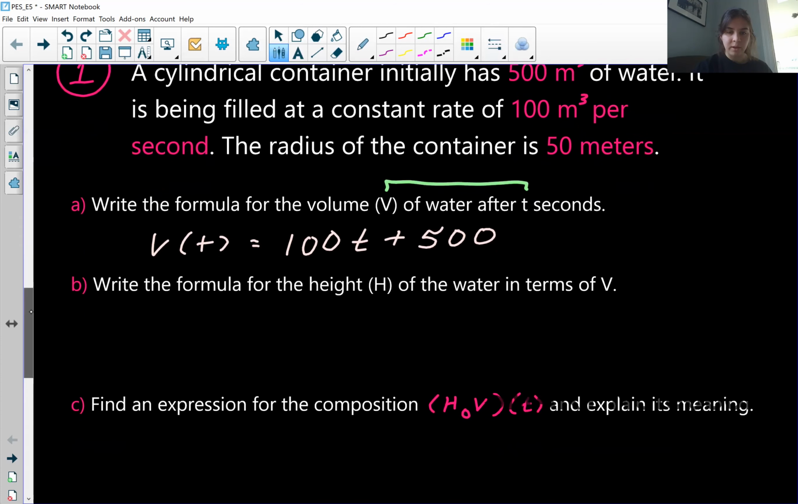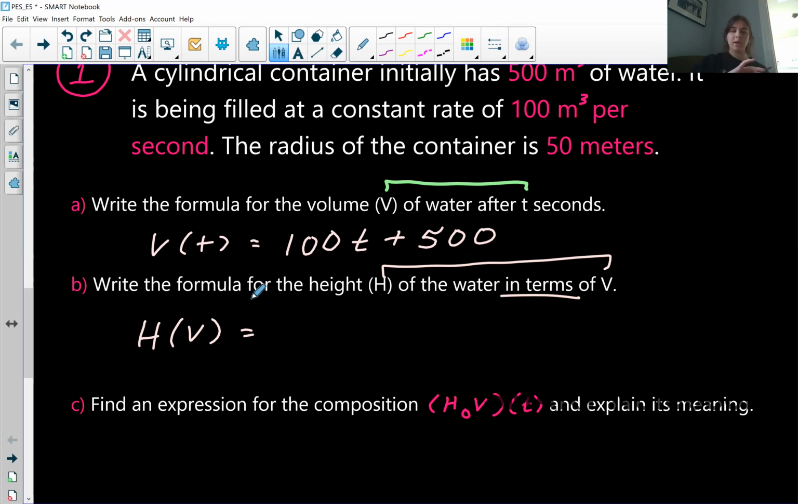Write the formula for the height of the water in terms of V. Some people get confused by the phrase "in terms of," but it really is just trying to tell you what your X value or your input is. So anytime you see "in terms of" blank, the blank is going to be your input. So really this is just saying write an H of V formula. And then on the other side of that equal sign, you're just going to have a bunch of V's, or just one, I don't know.